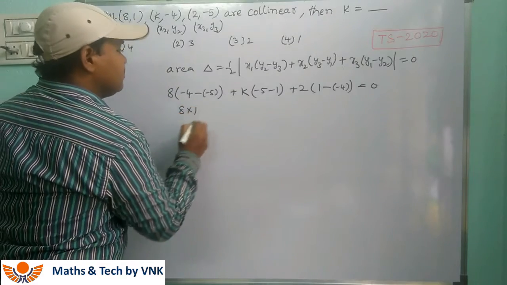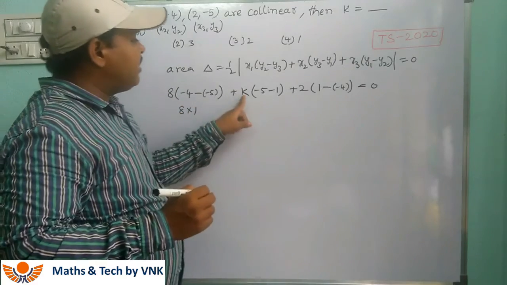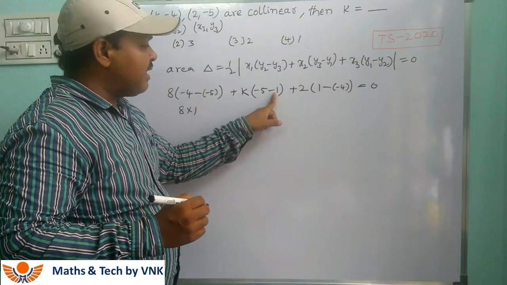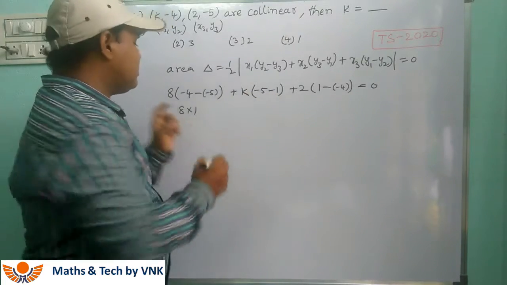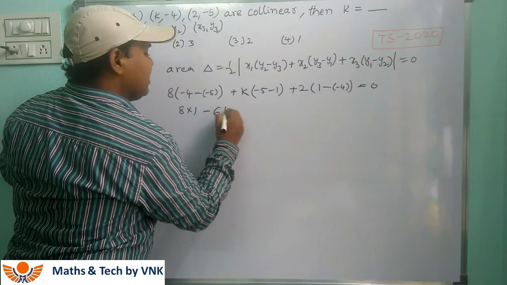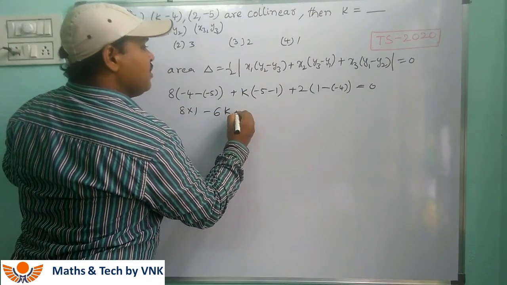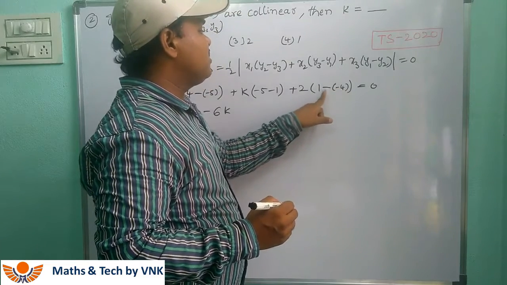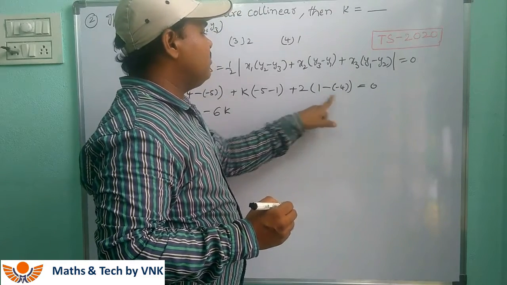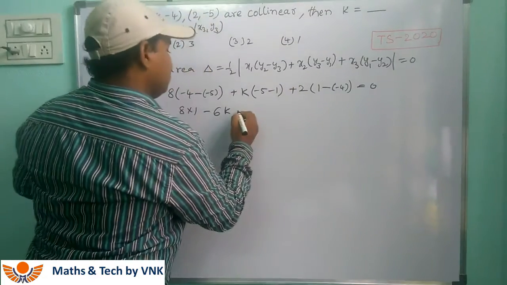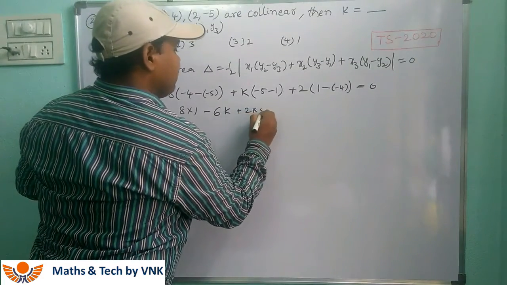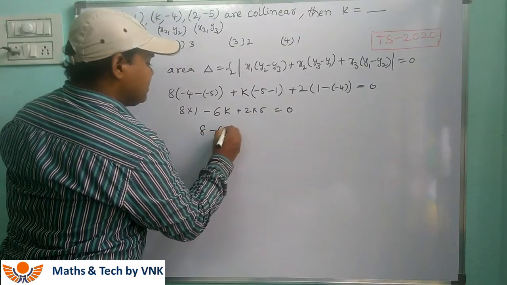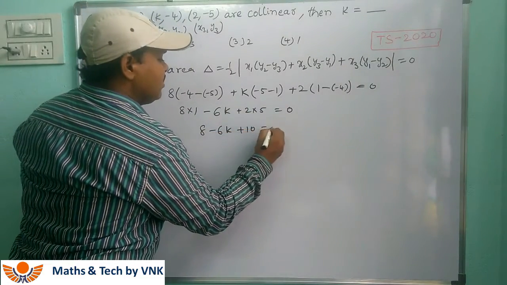So here -4 minus into -5, so plus 5, -4 plus 5 is 1, so 8 into 1. Okay, now here k into -5 -1, so -5 -1 is -6, so k into -6 is -6k, and here 1 minus of -4, so this is 1 plus 4 is 5, so 2 into 5 is 10. So here this is 8 minus 6k plus 10 is equal to 0.